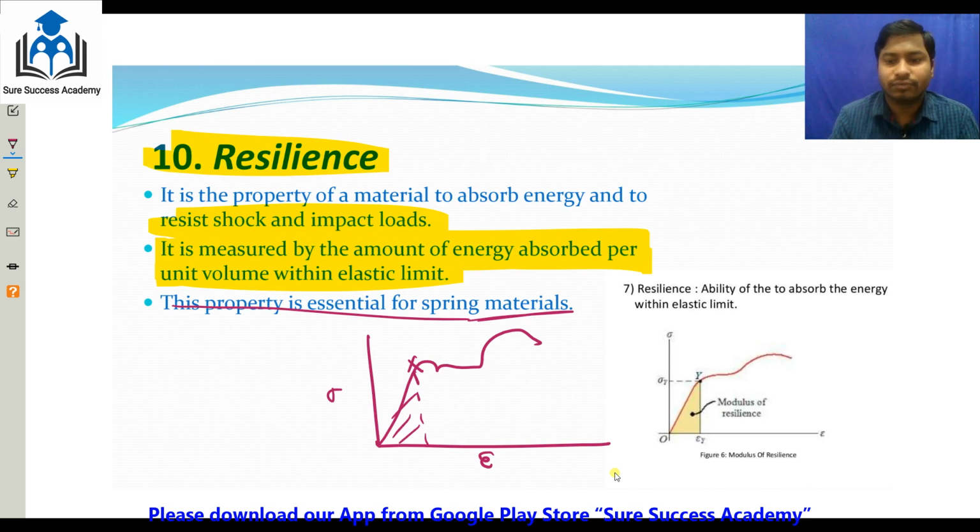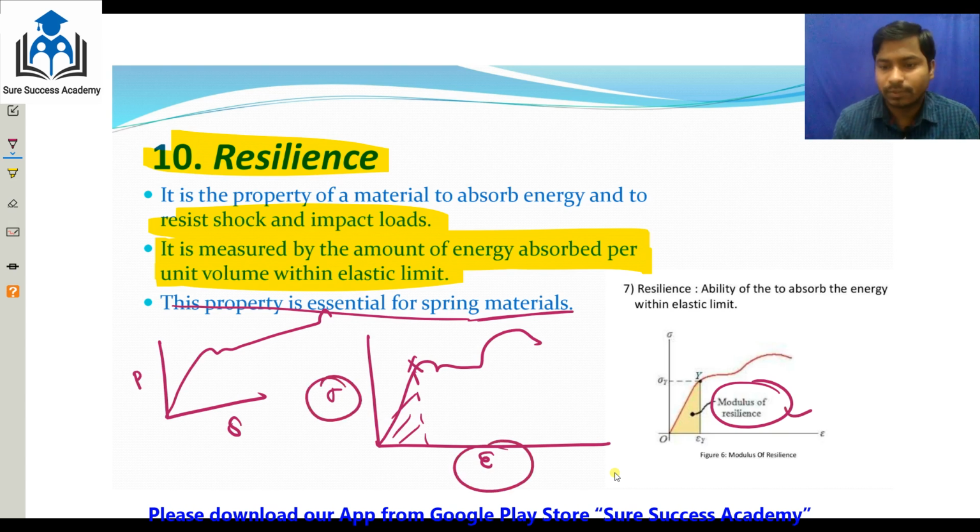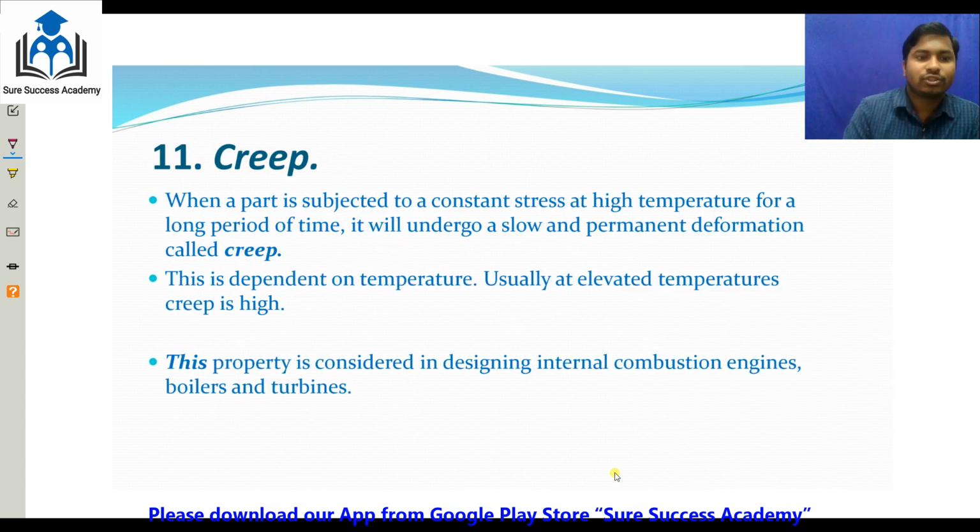Toughness: if we take the unit volume, that gives the modulus of resilience. If you make the force and deflection diagram, P and deflection, it will give the energy absorption per unit volume in terms of stress and strain, which is the modulus of resilience. So if you take it up to fracture, then the energy absorbed up to the fracture point is called toughness. Okay. Next comes creep.